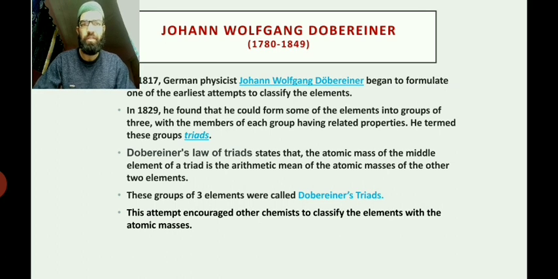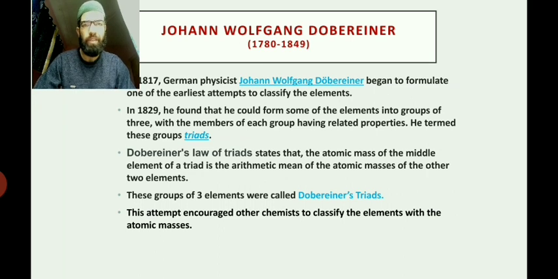A number of scientists tried to classify the elements in different ways. Then in our textbook we have Johann Wolfgang Dobereiner. Among the earlier attempts, first of all it was John Dalton, who studied the masses of the elements, but a real classification was started by Dobereiner. He was a German chemist, and in 1817 he began to formulate one of the earliest attempts to classify the elements.